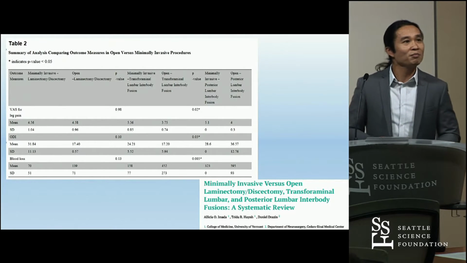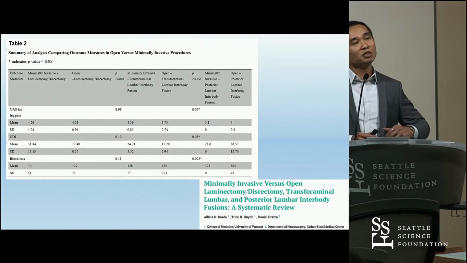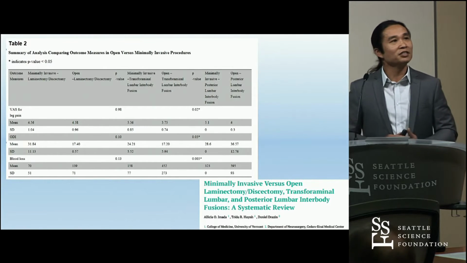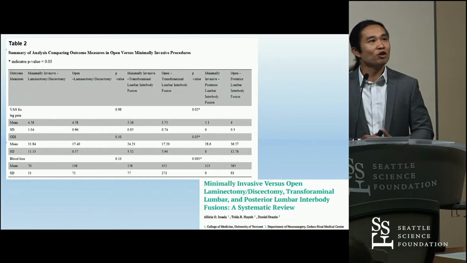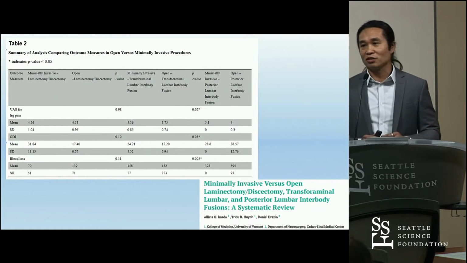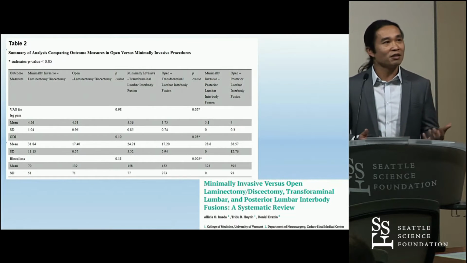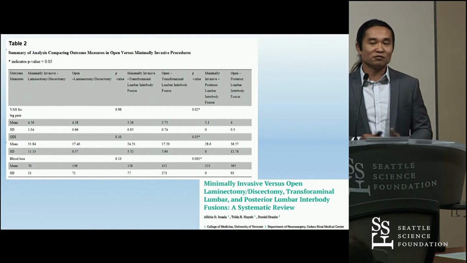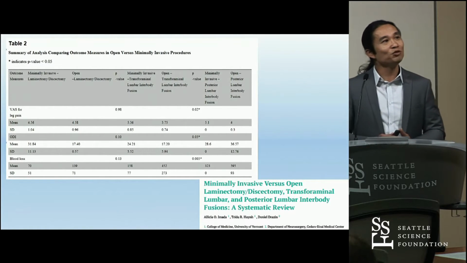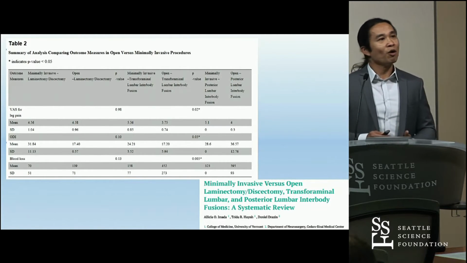This is a summary by our very own Dr. Drazen here, looking at the differences between MIS laminectomies and open laminectomies, MIS T-lifts and open T-lifts, and percutaneous PLIFs versus open PLIFs. And what is significant is that the p-values of MIS T-lifts versus open T-lifts are very different. They're the ones that are truly significant when you do open T-lifts versus MIS T-lifts. You have an improved visual analog scale, improved blood loss, and ODI.